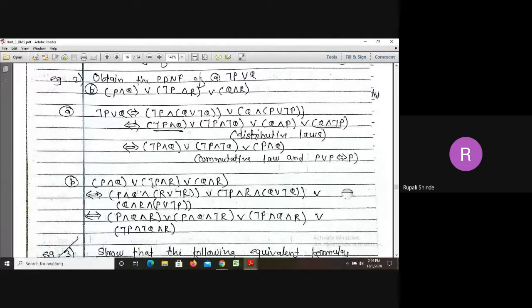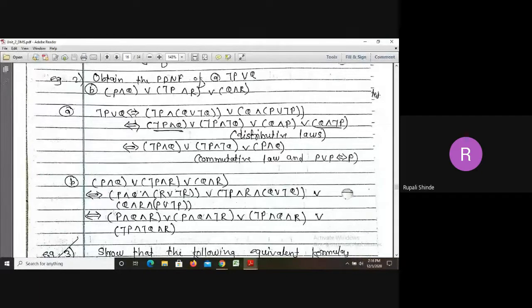Our second term is negation P and Q. So for this we have to add Q. That term is added here, and Q or negation Q. And for the last one, P is missing. So Q and R and P or negation P.